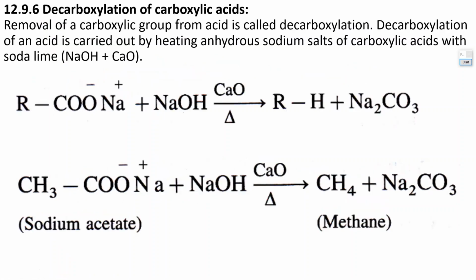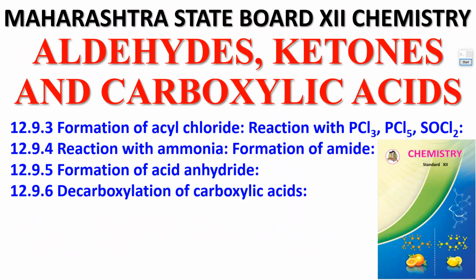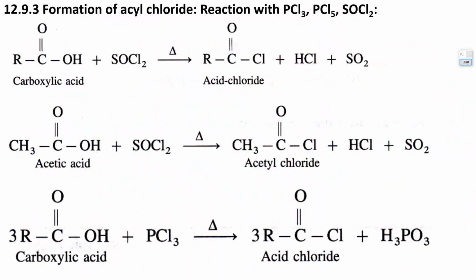So in today's lecture we discuss the formation of acyl chloride, that is the reaction with PCl3, PCl5, thionyl chloride. When a carboxylic acid reacts with thionyl chloride, it will form the major product RC double bond O Cl, another minor product SO2, and another minor product HCl.